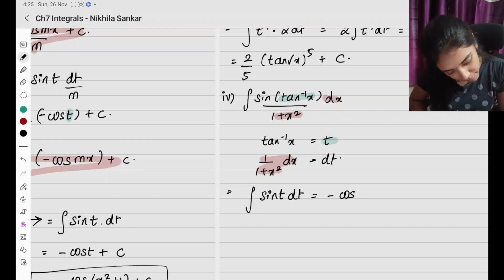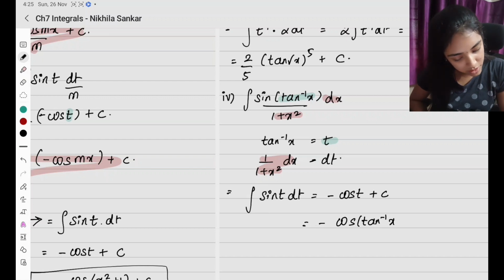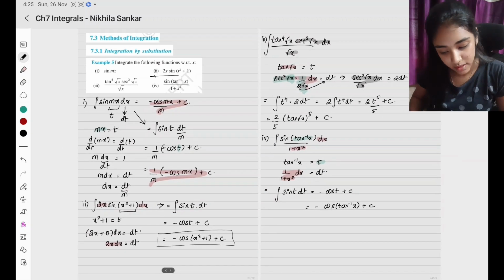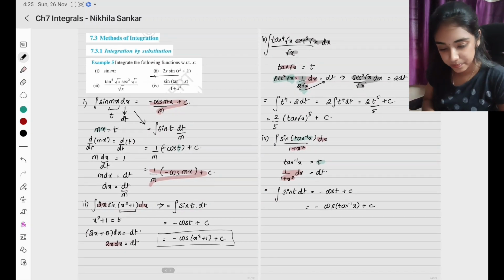So, simple substitution. I have integral sin t times dt. So this is going to be minus cos t plus c, where t is resubstituted as tan inverse of x, plus c. Okay? This is my answer. Please copy.